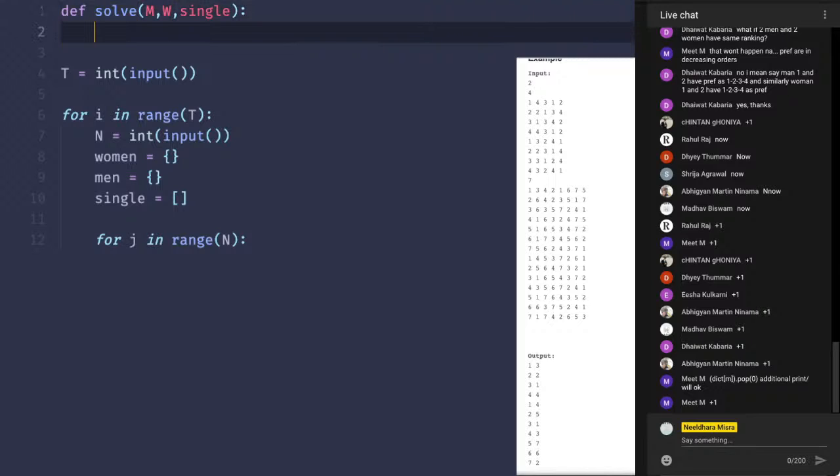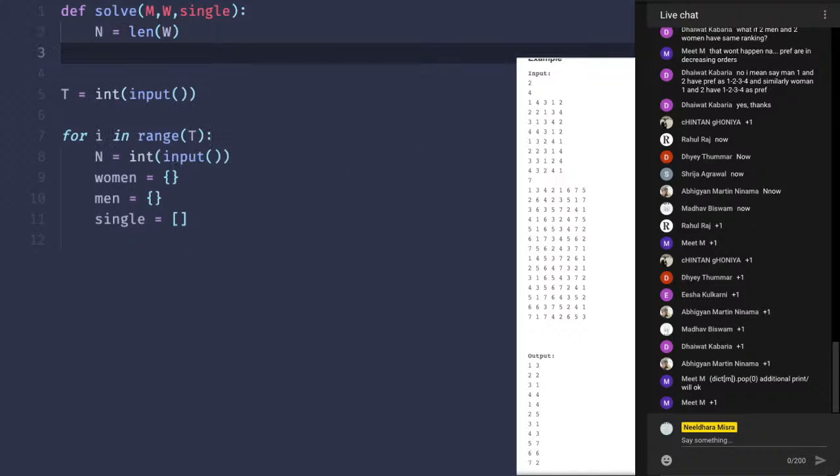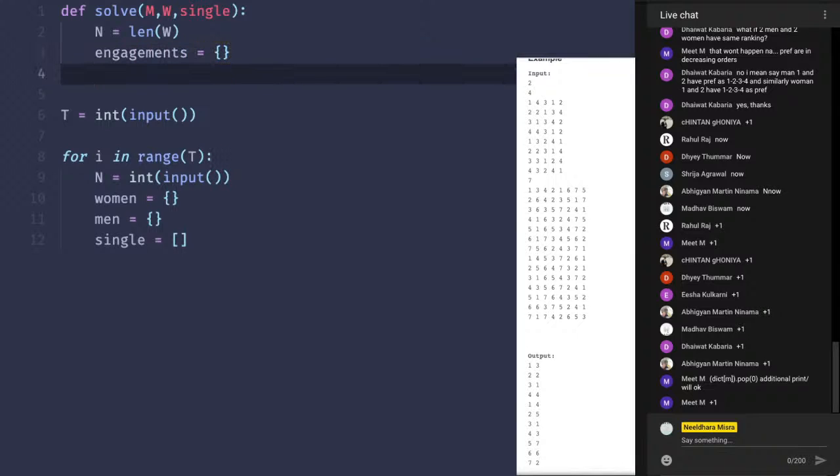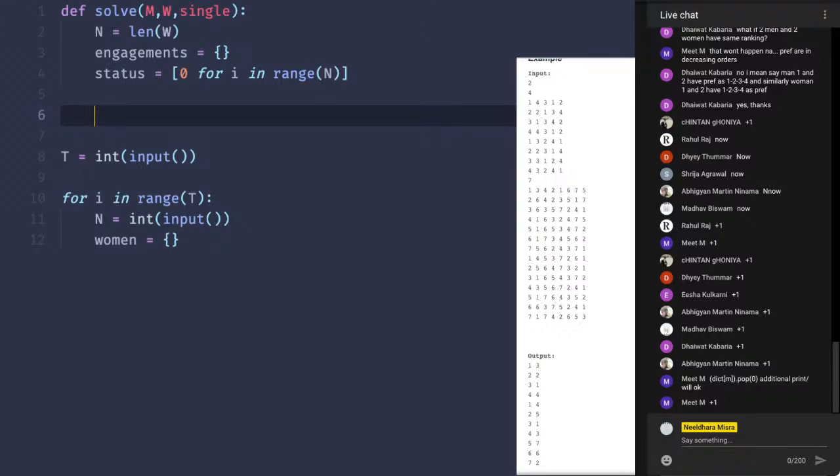I'm going to maintain engagements as a dictionary. Again, we are going to say engagements of 2 is equal to 1 and things like that to signify that 2 comma 1 is now a pair. Let me also maintain a status thing. This is just to say that by default, all women are single, and if they get engaged, then we will just flip that to 1.